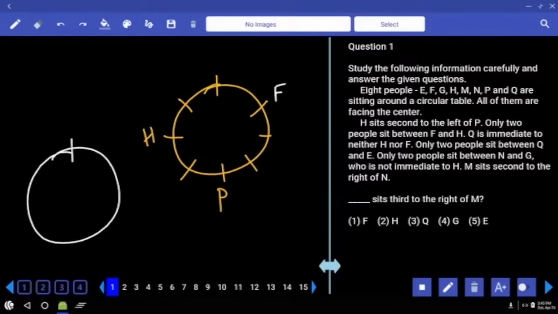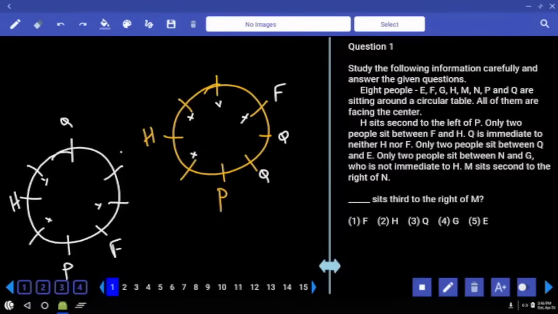Now there is a second possibility as well. 1, 2, 3, 4, 5, 6, 7, 8. Now P is here, H is here. Now 2 people between F and H, 2 is here. And Q is immediate to neither H nor F. As Q is not immediate to F, now Q cannot be at any one of these places. And how many possibilities left for this Q? Q can be either here or here, 2 possibilities. Now here again, Q cannot be at any one of these places. And so Q can be either here or here. There are 2 possibilities for this Q in each of this one.